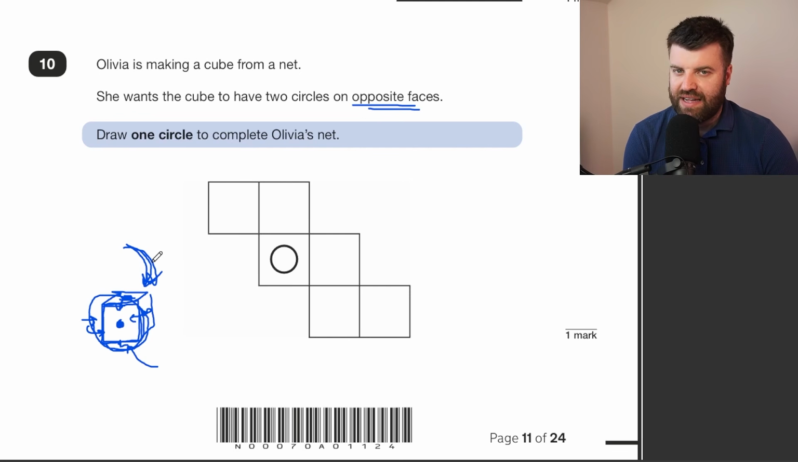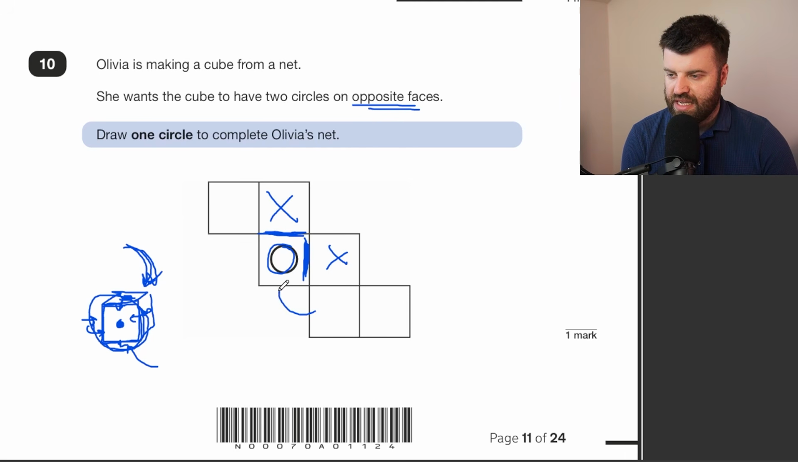So we can use this fact to solve this question. Any faces that touch this circle cannot be opposite. So it can't be this one. This touches. It can't be this one. This touches. This one is going to fold round and touch here. Can't be that one. This one is going to fold round and touch here. It can't be that one. Those 4 will encircle this face. So the opposite face must be this one here.